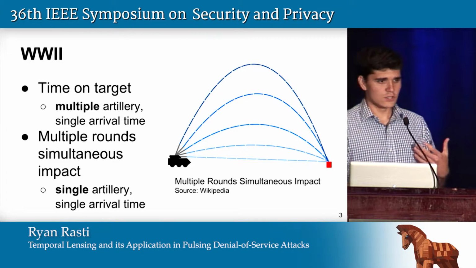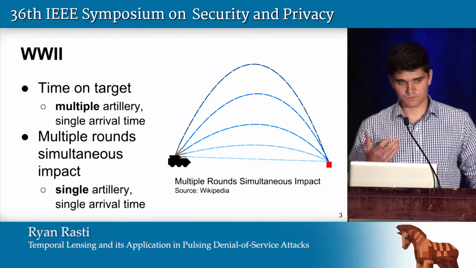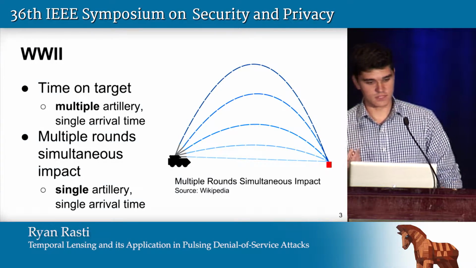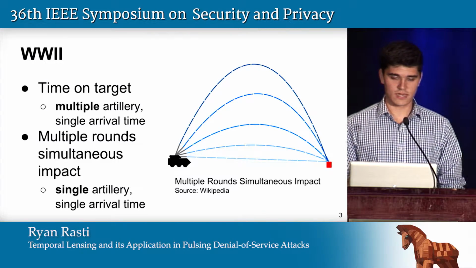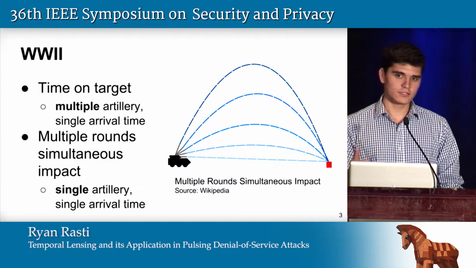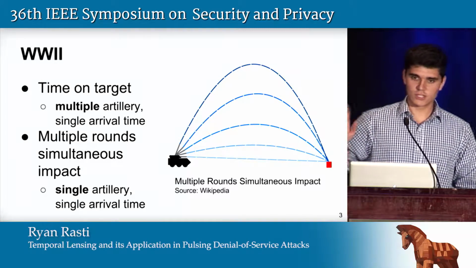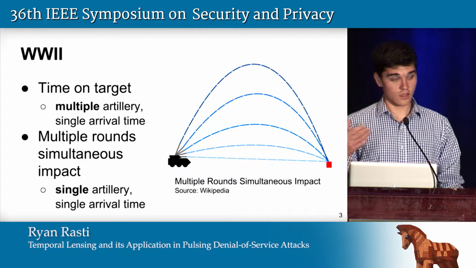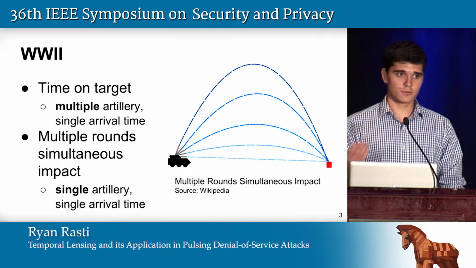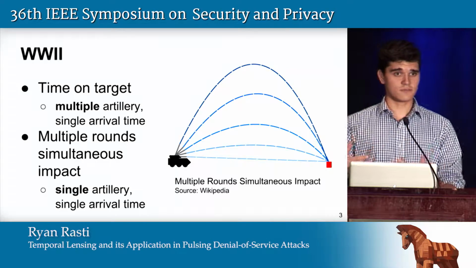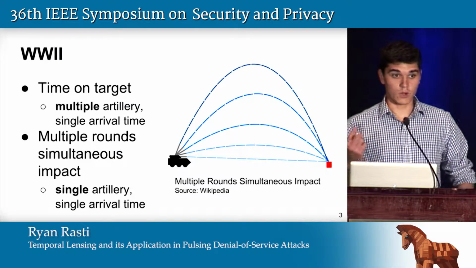And a newer and more advanced technique that borrows from time on target is multiple round simultaneous impact. This is where a single artillery, by varying the trajectory and the charge of its firing, can fire multiple rounds and have all these rounds rendezvous on the victim in one burst.